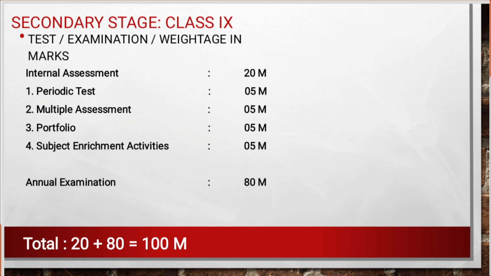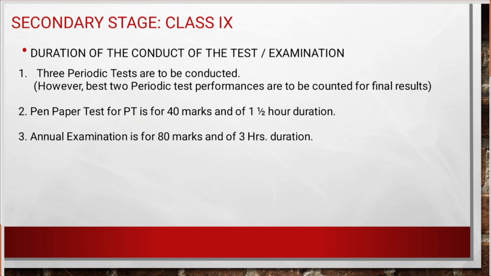This is the pattern of examination, where they are divided into two parts. First one is internal assessment and second one is annual exam. Internal assessment of 20 marks is further divided into four parts: periodic test 5 marks, multiple assessment 5 marks, portfolio 5 and subject enrichment activity 5 marks. Then totally 20 plus 80, you will get 100 marks. Here 3 periodic tests will be conducted. Out of 3, the best 2 performances will be counted for the final result.